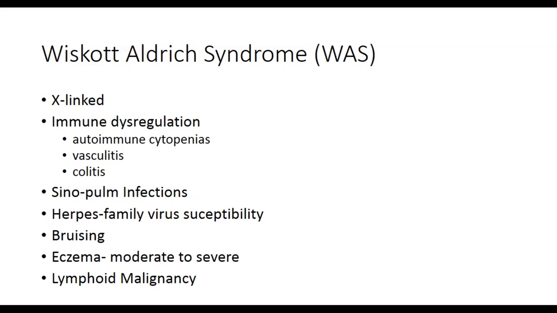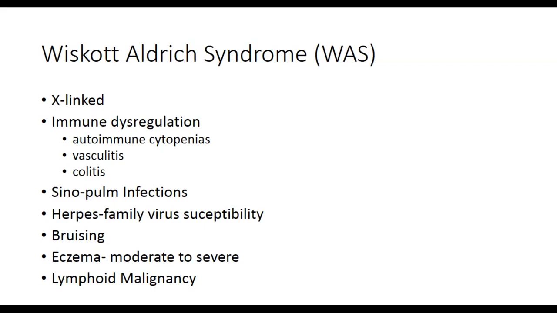In addition to having high IgE, there's an element of immune dysregulation with autoimmune disease showing as low red blood cells, platelets, or neutrophils, another kind of white blood cell. These patients can have really bad vasculitis, or inflammation of the blood vessels, and can present with a really significant colitis that at first might be thought to be a milk protein allergy, but it can actually be inflammatory bowel disease, or very early onset inflammatory bowel disease. These patients commonly have sinopulmonary infections and herpes family virus susceptibility, and that relates back to the exact problems that they have with some of their immune cells.